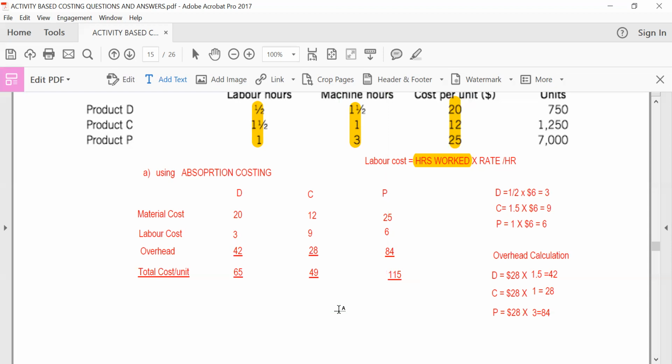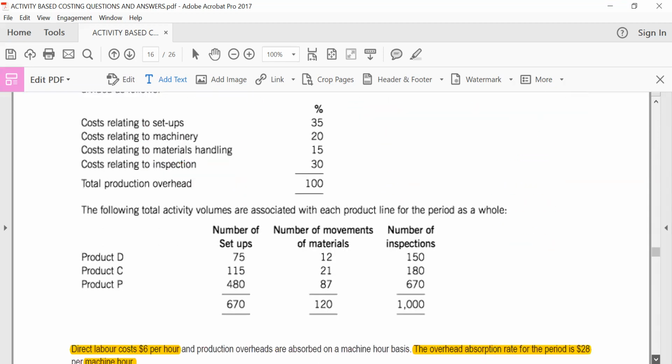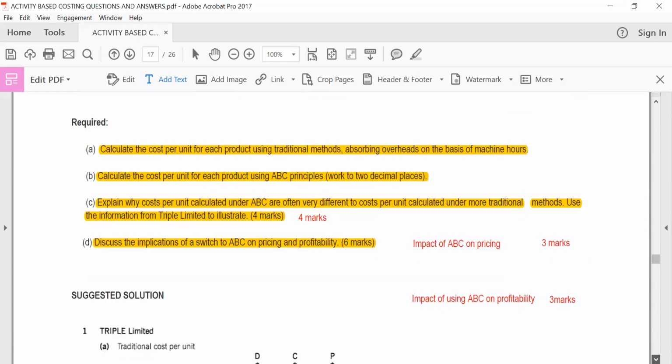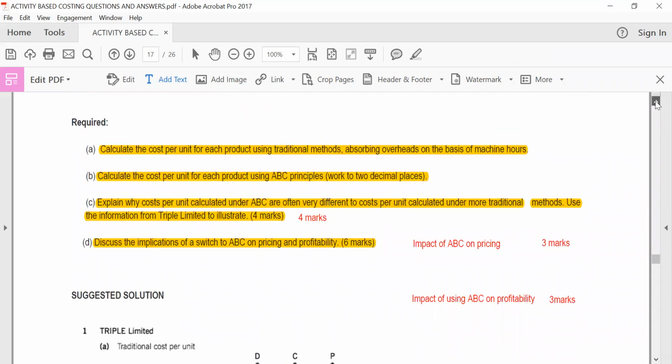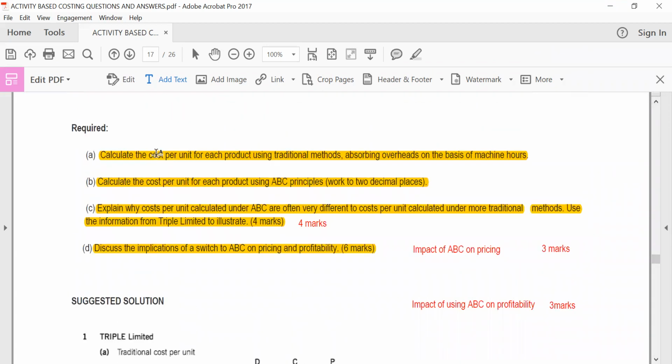I stand to be corrected with my figures, please. You can go through. So that ends it for the A part of the question, the first requirement. The first requirement was saying we should do what? Let's go to that point. The first requirement was saying: calculate the cost per unit for each product using traditional absorption. That is what? Absorbing overhead on the basis of machine hours. And that is absorption costing. We have gone through that.